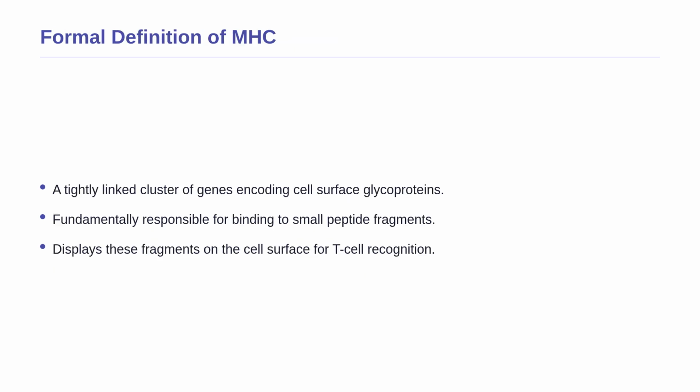Now that we understand the analogy, let us look at the formal biological definition. The major histocompatibility complex is a tightly linked cluster of genes. These genes encode highly specialized cell surface glycoproteins. Their fundamental job is to bind to small peptide fragments derived from pathogens and display them on the cell surface. This presentation is what allows the appropriate T cells to recognize the threat and mount an immune response.